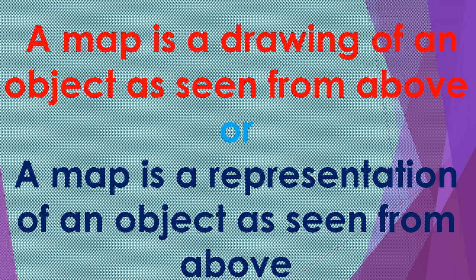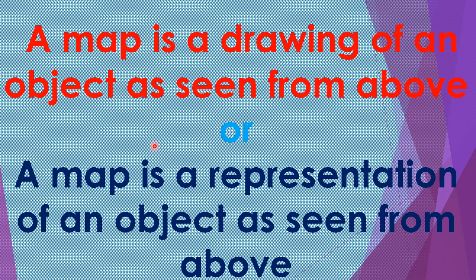Coming to what has brought us into this classroom today, we've started with the word map. You've been hearing a map, and a map. According to our first statement in green, they are telling us that a map is a drawing of an object as seen from above. A map is a drawing of an object as seen from above.